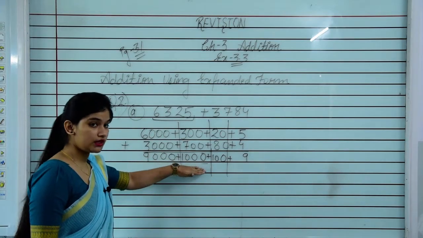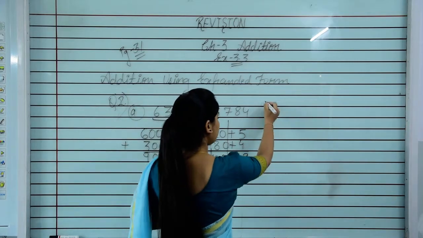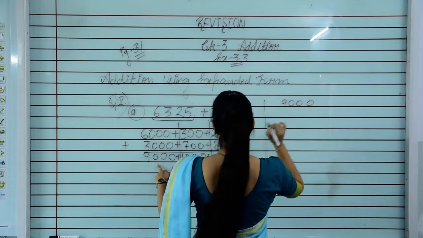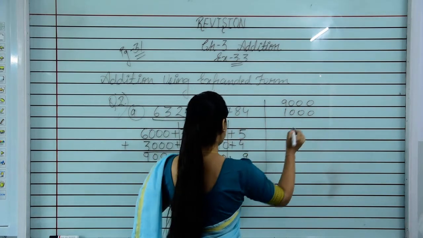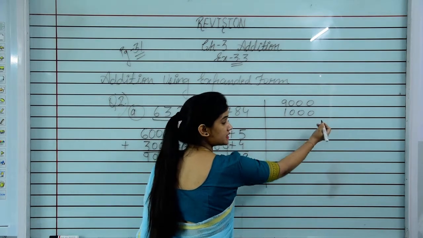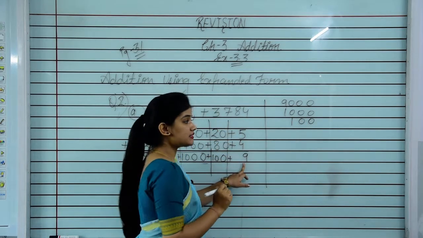9000 plus 1000 plus 100 plus 9. Look here. First is 9000. Next is 1000. I have written 1000. Then the next number is 100. And we'll start writing from this side. 0, 0, 1. And the next is 9.